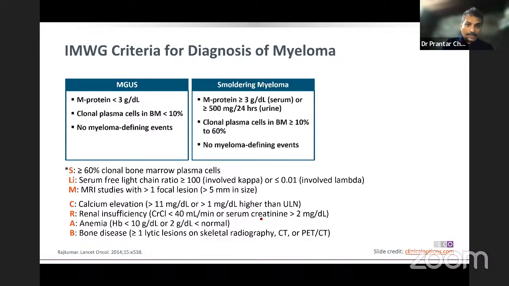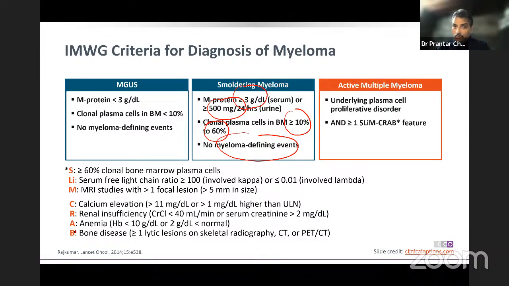Now, if the M protein is more than 3 gram or more than 500 milligram in 24 hours, and clonal plasma cells are between 10 to 60%, and no myeloma defining events like CRAB, it is smoldering myeloma. There also we stratify it according to high risk and low risk. I'll not go into the details. But what is myeloma? When you have the plasma cell proliferative disorder and one or more SLiM CRAB feature. So M band is not equal to myeloma, right? I hope I have made it clear to you.